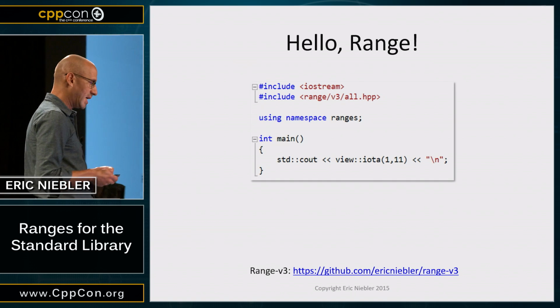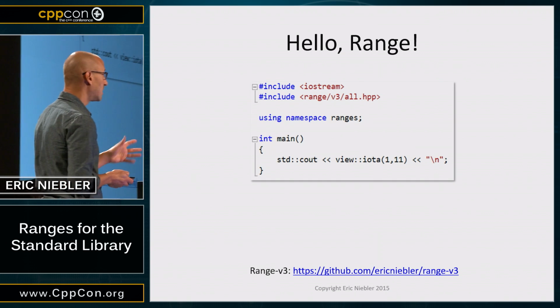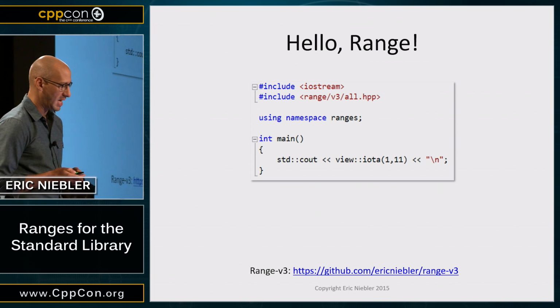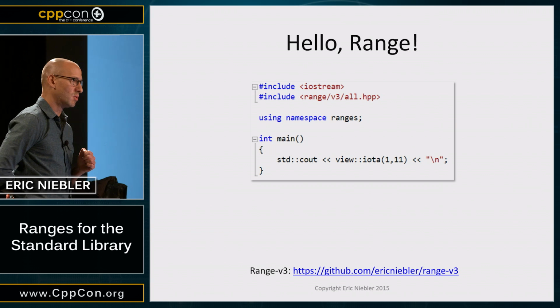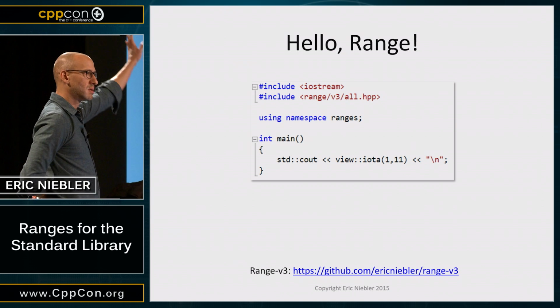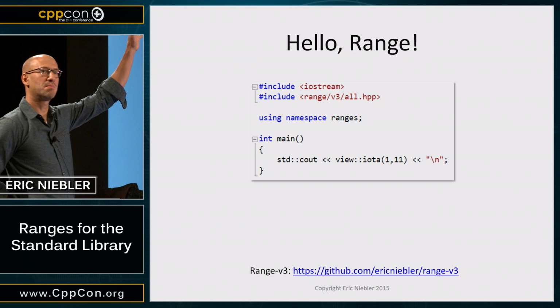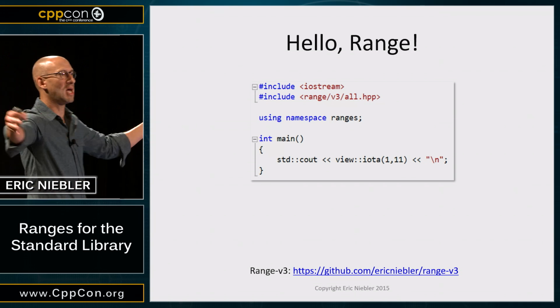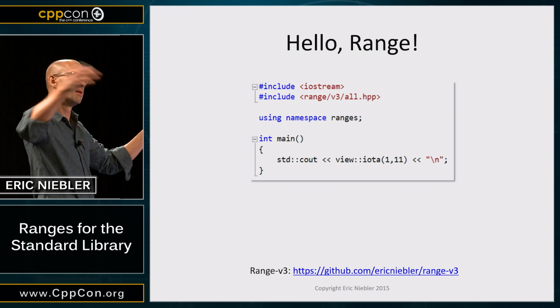Now we can create a range of things using the range library that I just told you about. Here is a range that I call view iota. Has anybody used std iota? Oh, wow. Okay, some people actually do. So some people here actually know what iota does. It basically fills in a block of memory, but counting integers.